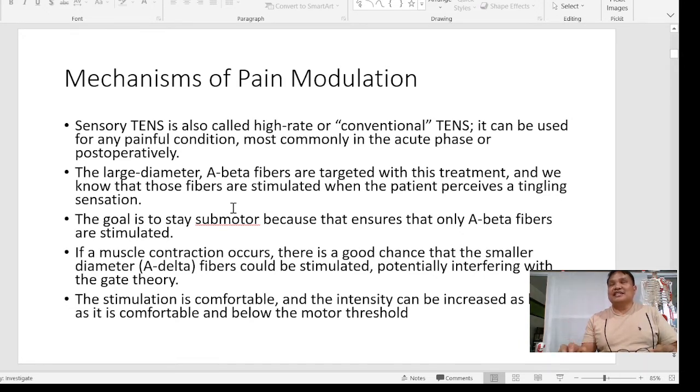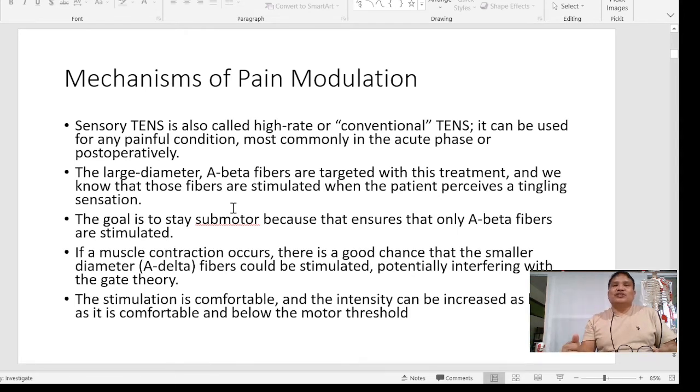Sensory TENS is the conventional high rate or high frequency type of TENS. It can be used for any painful conditions, most commonly acute or post-operatively. That's where they are used. Sensory TENS stimulates, as I discussed last time, perceptible electrical stimulation. It means it is just at the sensory level. So this is a classic conventional type of TENS.